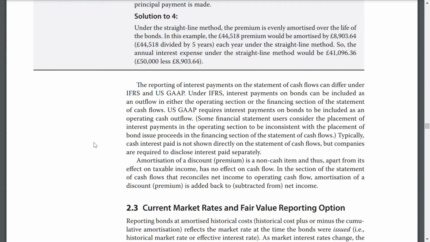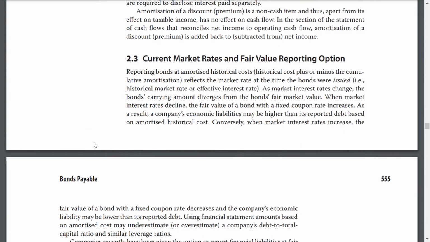Current market rates and fair value option. Reporting bonds at amortized historical cost reflects the market rate at the time the bonds were issued. As market interest rates change, the bond's carrying amount diverges from the bond's fair market value. When market interest rates decline, the fair value of a bond with a fixed coupon rate increases. As a result, a company's economic liability may be higher than its reported debt based on amortized historical cost.